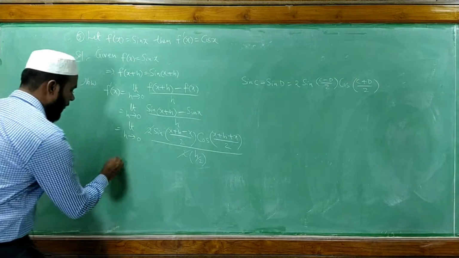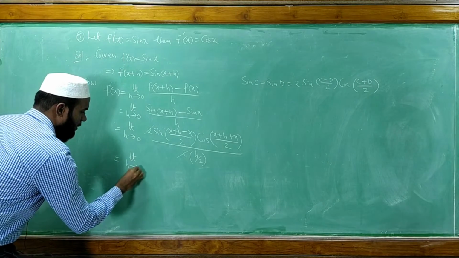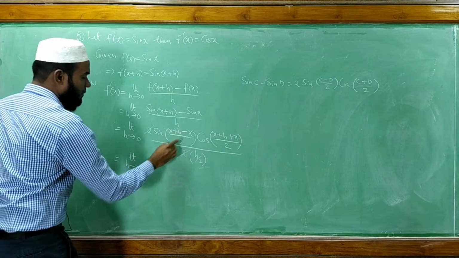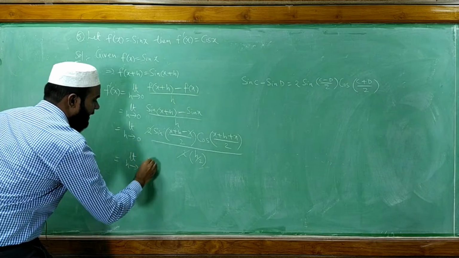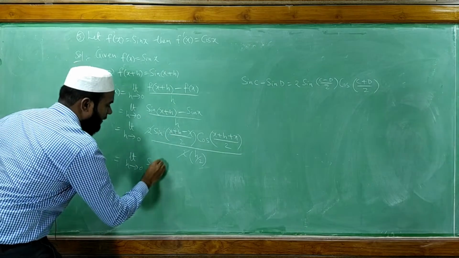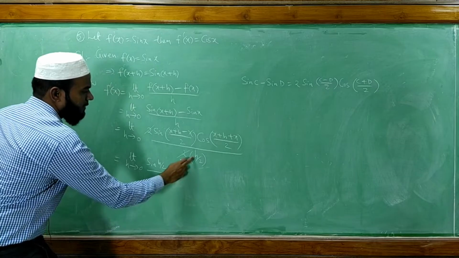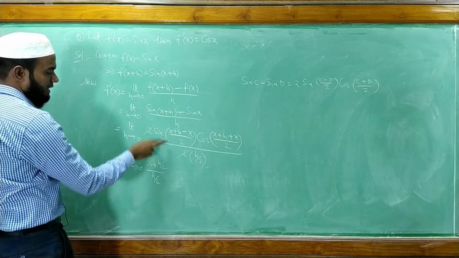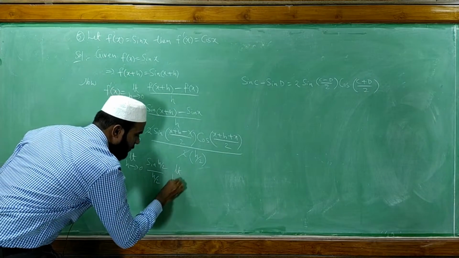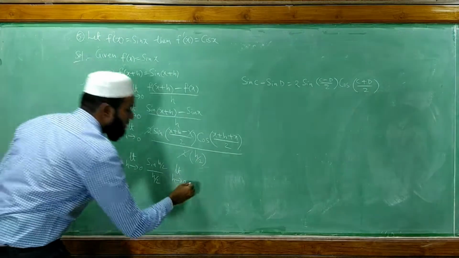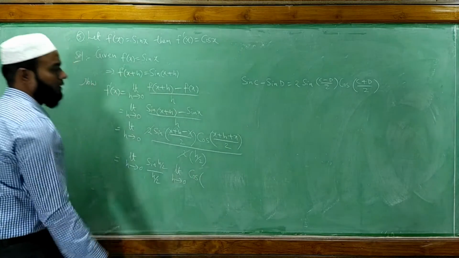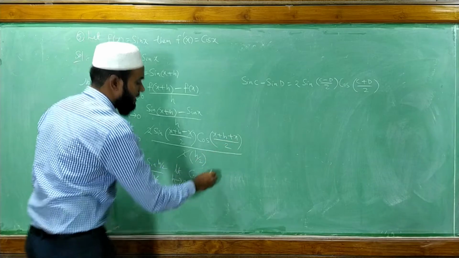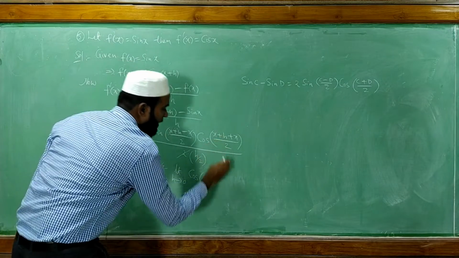So what will remain here? Limit h goes to 0. Here x and x will get cancelled, only h by 2 will remain. So limit of sine of h by 2 divided by h by 2. Actually I am separating the limit. I am putting the limit for the first term, and limit h goes to 0 for the second term, the cos term, which is cos of, see, x plus x is 2x, 2x divided by 2 is x, plus h by 2 as it is, right?